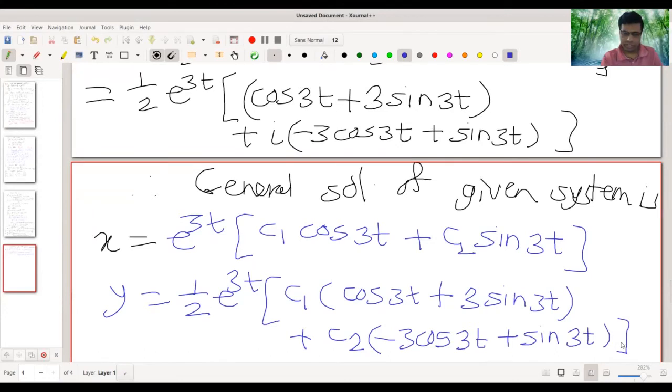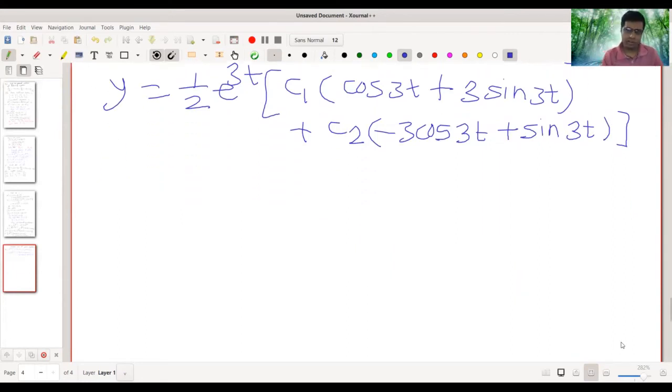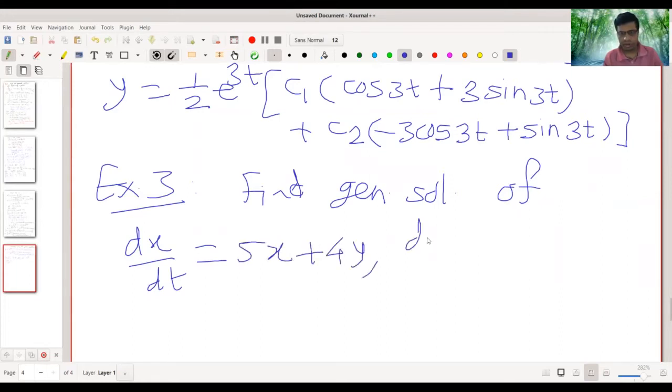Okay. So this is the required general solution of the differential equation system. Let us consider the next example. Example 3. Find the general solution of dx by dt equal to 5x plus 4y, and dy by dt equal to minus x plus y.